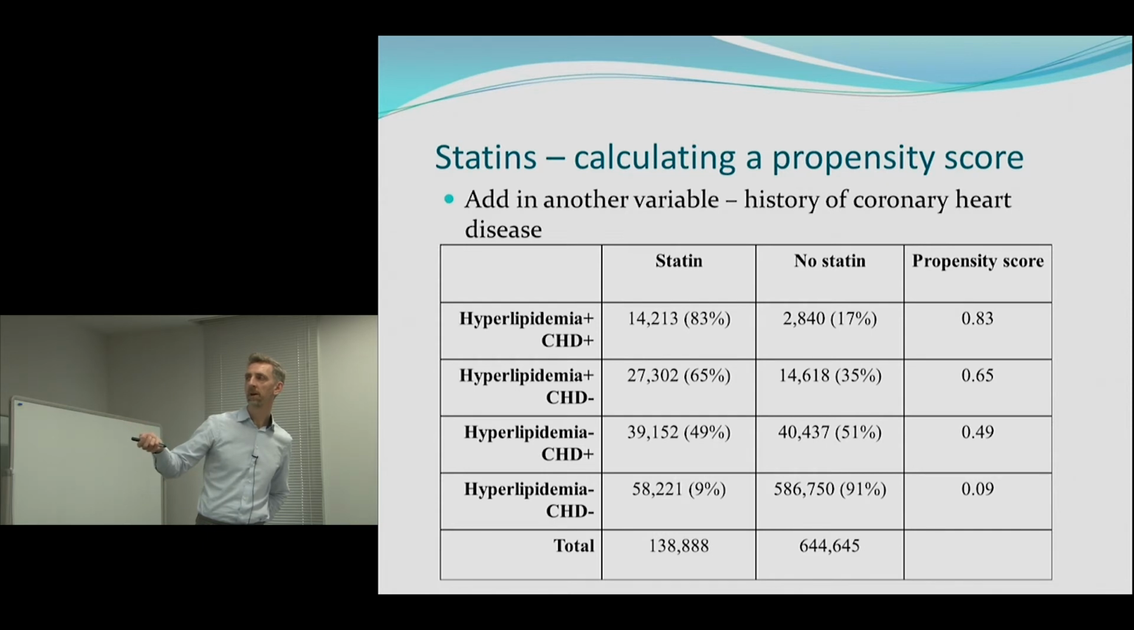Okay? So these are what the data look like, and the propensity score is then simply a read across from these strata of the proportion of people who are treated with a statin. So 83% of people in this group are treated with a statin. It means that the propensity score for everybody in the data set who's got high lipids and coronary heart disease is 0.83. Conversely, amongst people who've got neither high lipids nor coronary heart disease, the propensity score will be 0.09. There may still be some people in this group who do get a statin, but their propensity score is still 0.09. Okay?